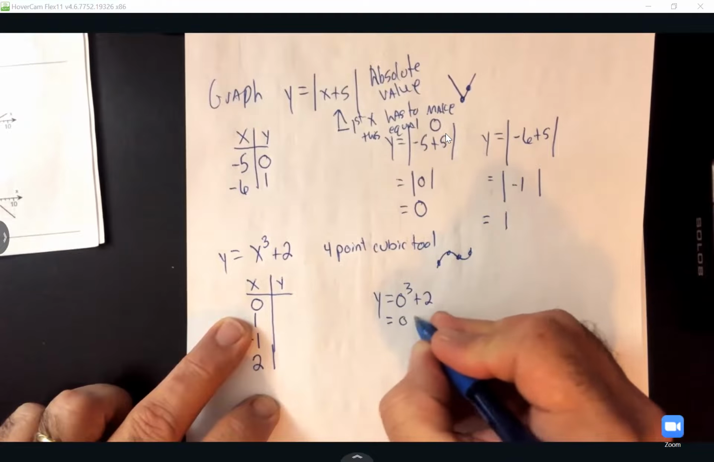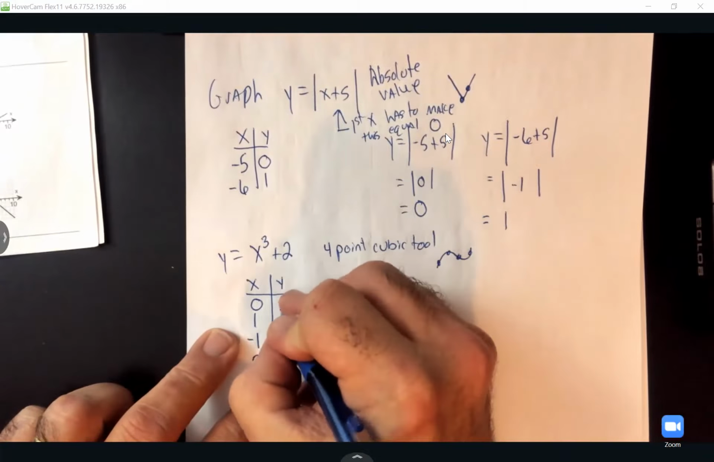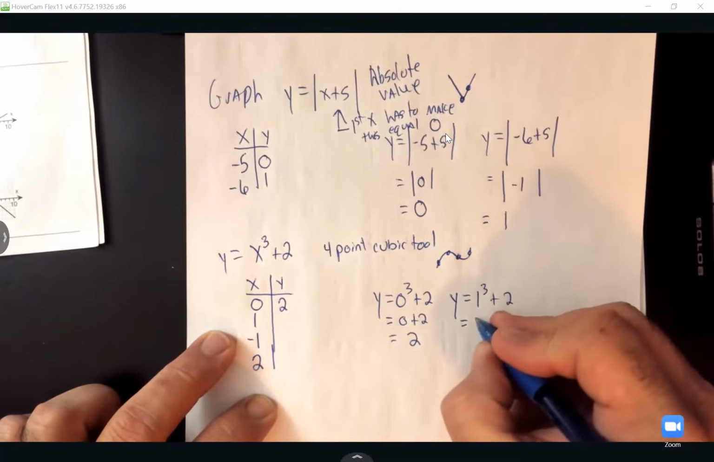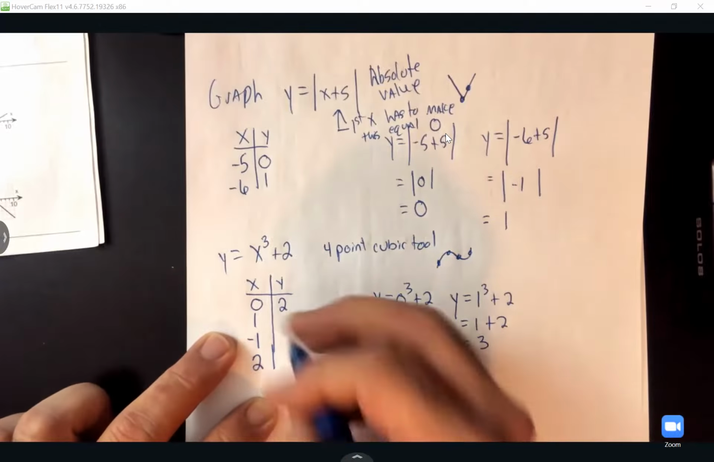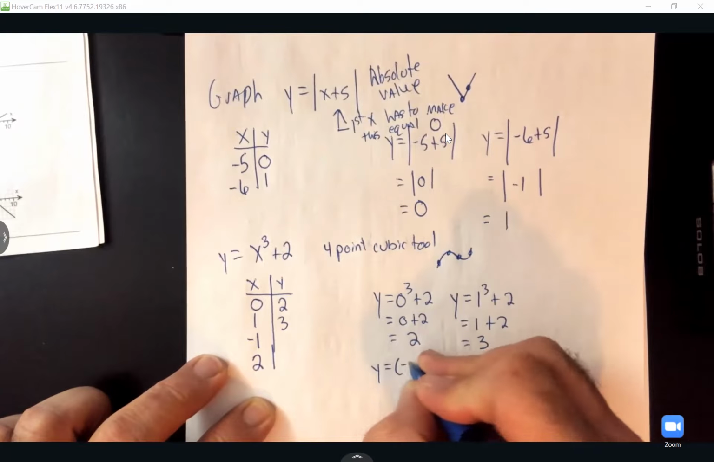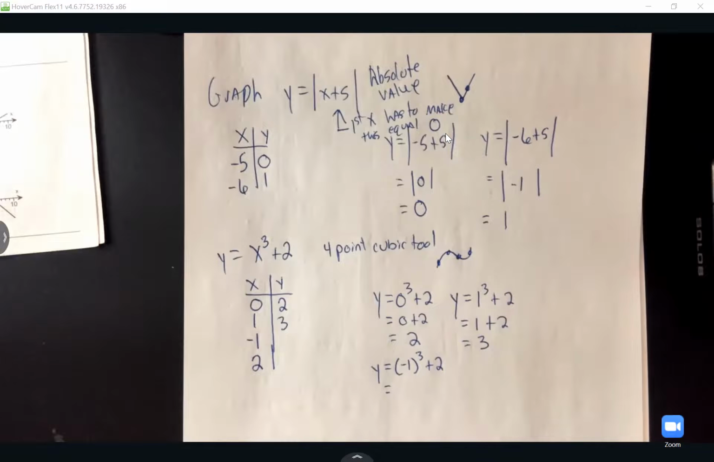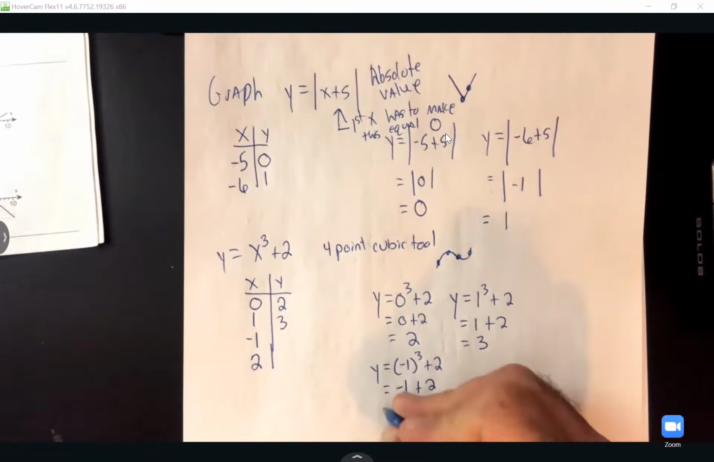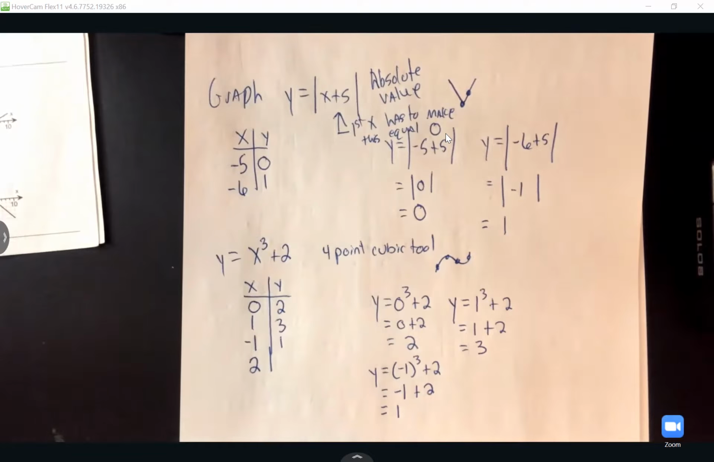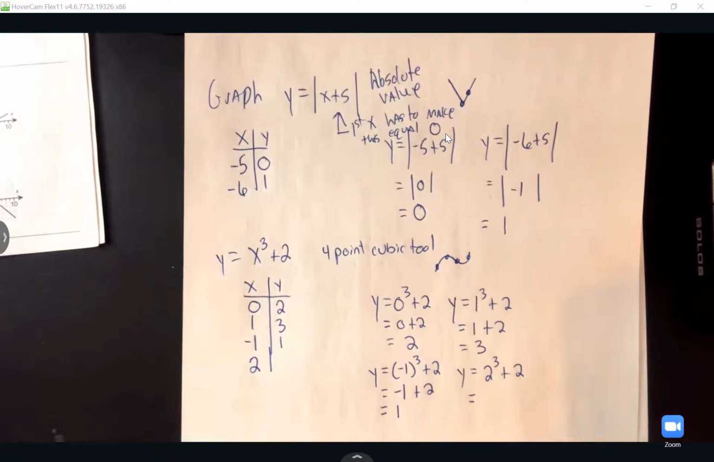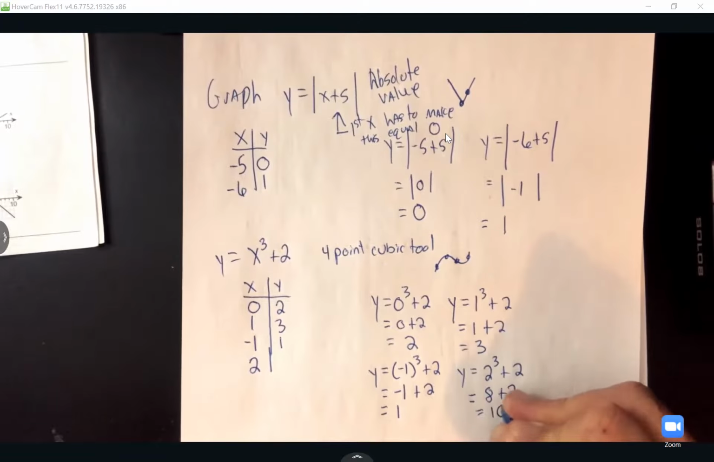So let's go. We put in a 0. 0 cubed is 0, so you get 0 plus 2, which will give us a 2. We put a 1 in. 1 times 1 times 1 is 1, so that gives me 1 plus 2, which is 3. I'm putting in a negative number, so I'm definitely putting it in parentheses. Negative 1 times negative 1 times negative 1 is a negative 1 plus that 2. So negative 1 plus 2 gives us a positive 1. And then a 2. So let's see what the 2 does. 2 to the third plus 2. 2 to the third is 2 times 2 times 2, which is 8. So we get 8 plus 2, which is 10.